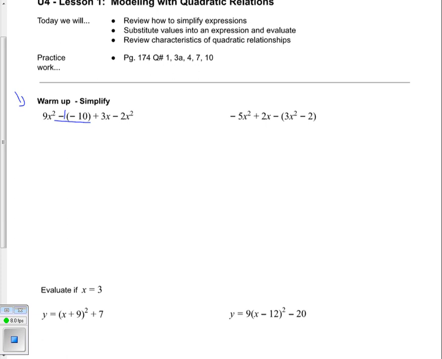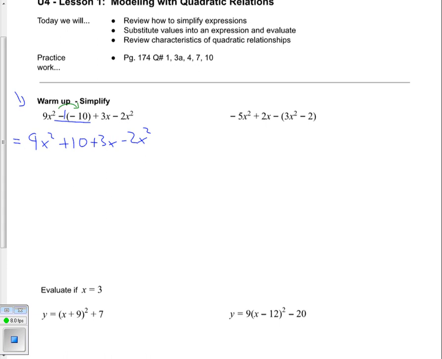So what I'm going to do first is I'm going to expand out this bracket that I have here on the left-hand side. So that's going to leave me with 9x squared plus 10, because negative 1 times negative 10 is actually positive 10. So using the distributive property, I'm multiplying negative 1 times negative 10. So plus 3x minus 2x squared. So as I said before, in order for terms to be considered like, they must have both the same exponent and the same variable.